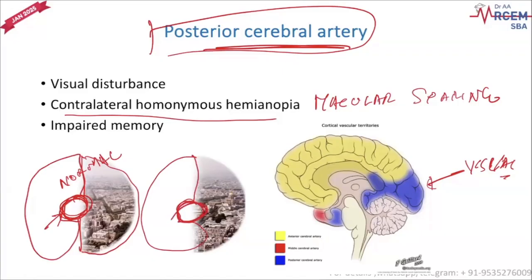Why is this macular sparing present? Because the macula has a dual arterial supply. One is from the posterior cerebral artery, another one is from the MCA, the middle cerebral artery.